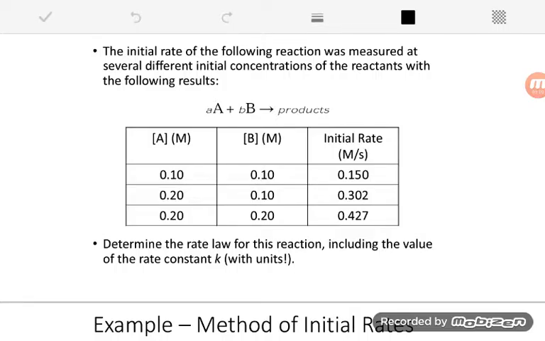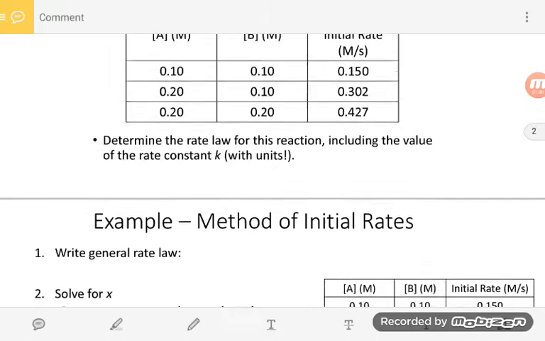It tells you that some reaction was measured with several different initial concentrations, and it always gives you this table. And this table has the concentration of your reactants in a couple of columns, and then it measures the rate. So when you see this, this should be your clue: initial rate. This is going to be an initial rate problem, and that's when I'm going to use this procedure. And it always wants us to determine the rate law, including k with units. So these problems aren't that hard, but they are a little lengthy, so let's walk through it step by step.